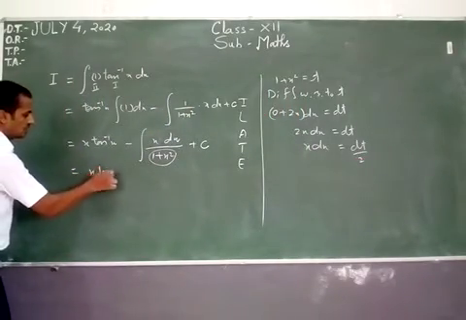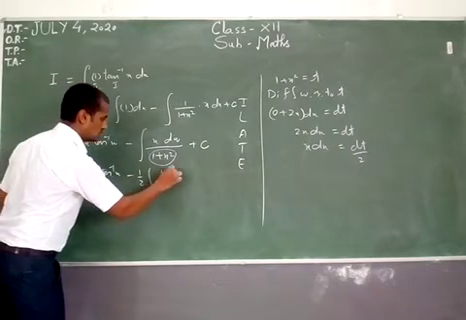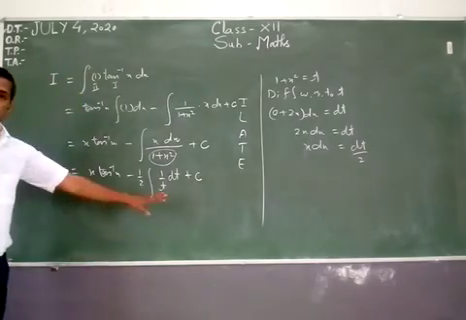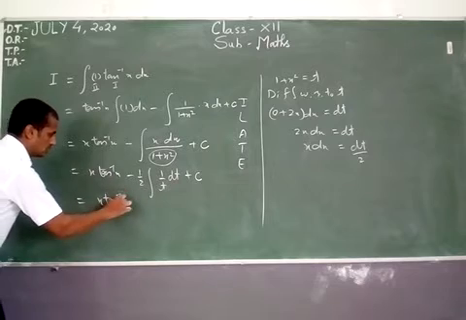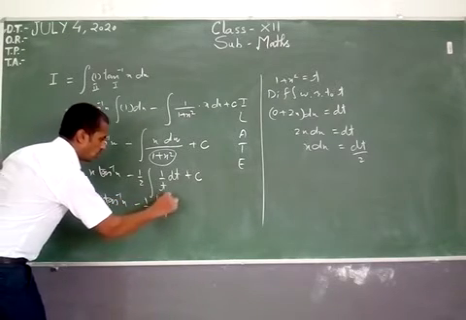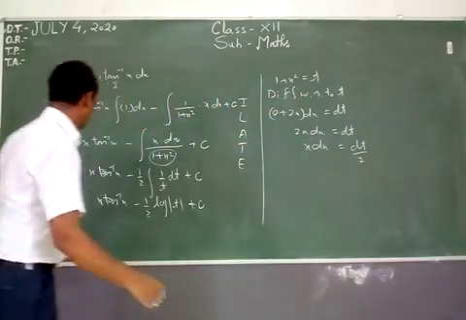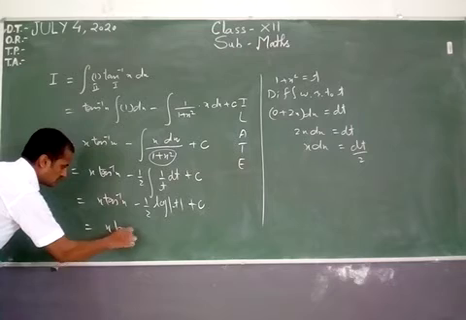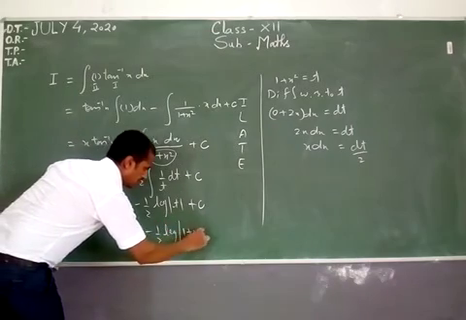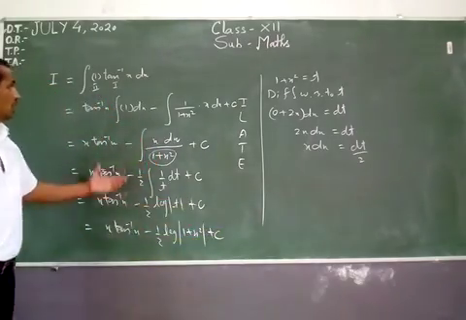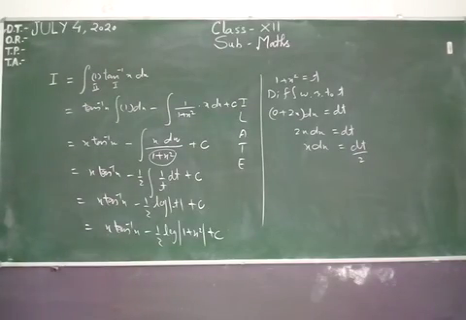We have x tan inverse x minus 1 by 2 integral of 1 upon t dt. The integral of 1 upon t we can write as log mod of t plus c. The value of t we can substitute back: x tan inverse x minus 1 by 2 log of 1 plus x square plus c. This is the integral of tan inverse x, applying the integration by parts.